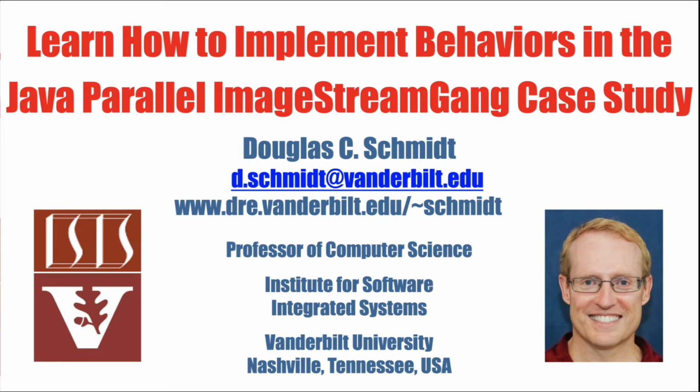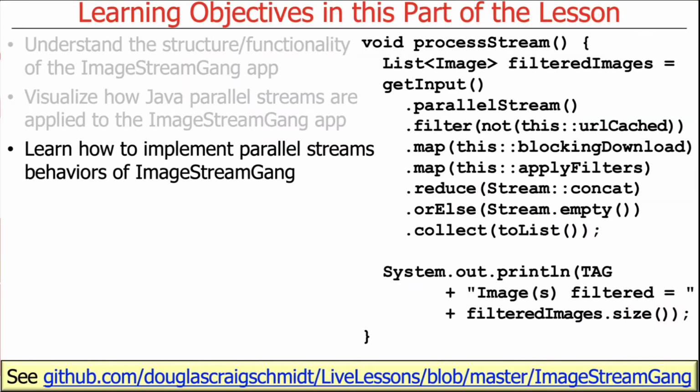So now that we've talked about the overall structure and functionality of the ImageStreamGang case study, we talked about some of the patterns that are involved. We visualized some of the data flow through the different portions of the pipeline, of different intermediate operations and terminal operations and so on. It's finally time to get down to brass tacks, which is the source code.